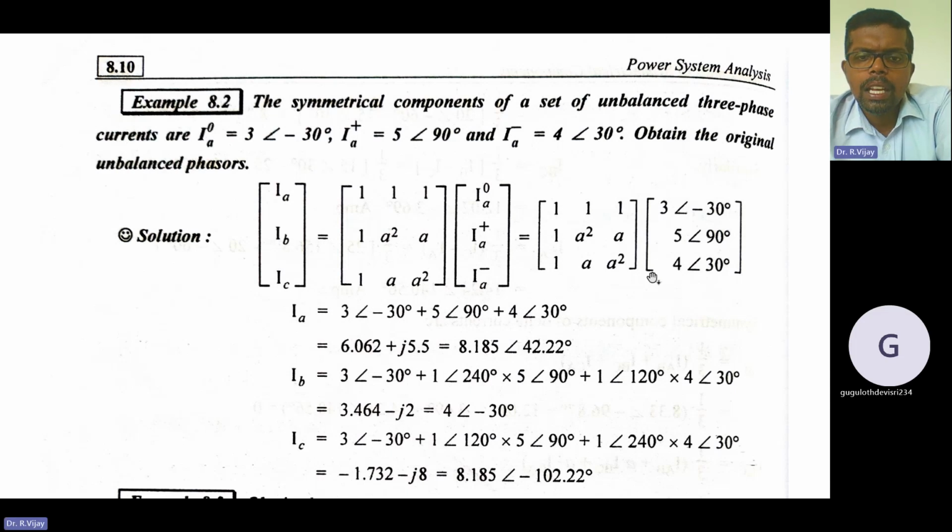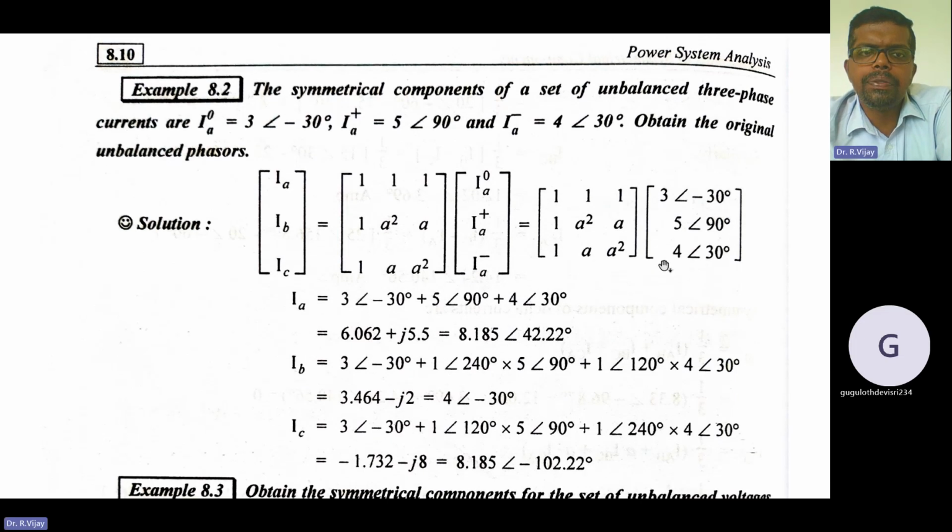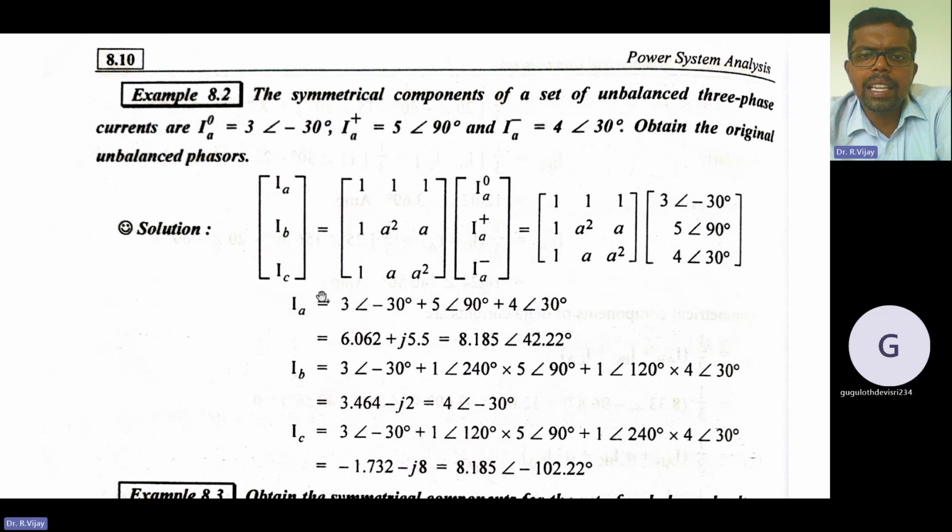What do they ask? We need to obtain the unbalanced phases, like IA. You need to calculate IA, IB, and IC. From the previous formulations, you can write the phase currents, that is, the unbalanced phase currents they are asking for. IA, IB, and IC are the unbalanced phase currents.